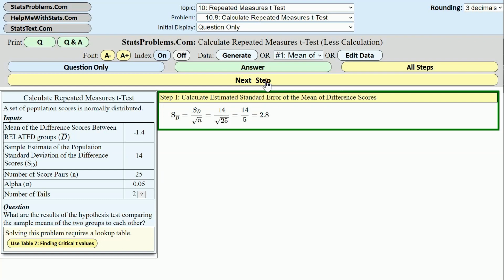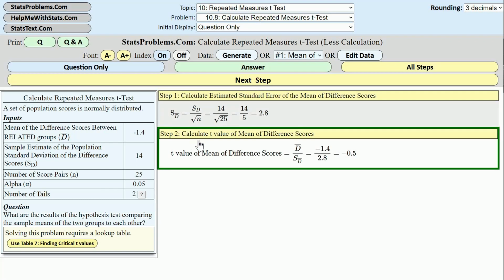Let's step through the solution by clicking on the Next Step button. In Step 1, we calculate the estimated standard error of the mean of the difference scores. The estimated standard error of the mean of the difference scores, S sub d bar, is equal to the sample estimate of the population standard deviation of the difference scores, S sub d, divided by the square root of the number of score pairs, n. In this example, S sub d bar is equal to 14 divided by the square root of 25, which works out to 14 divided by 5, which works out to 2.8.